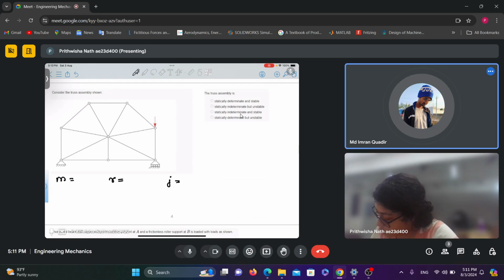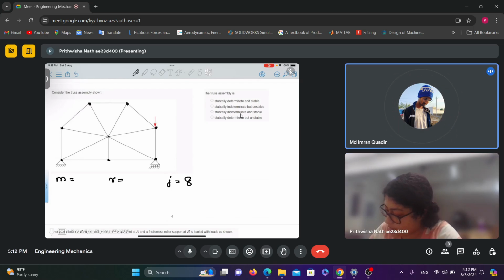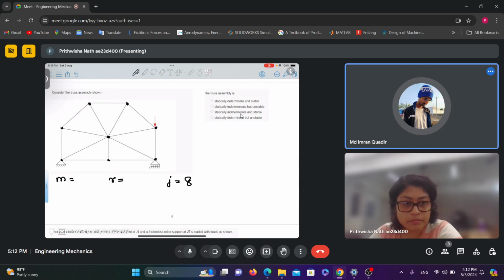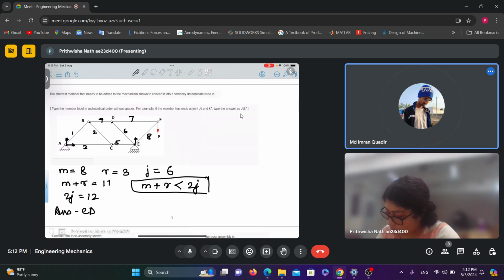One is roller. No, J is 8. 1, 2, 3, 4, 5, 6, 7, and this one, it is 8. So tell me what is R? Just like the previous problem, R is equal to 3.